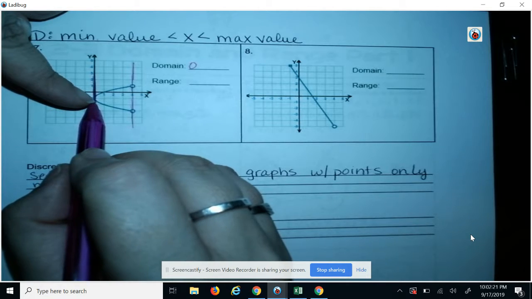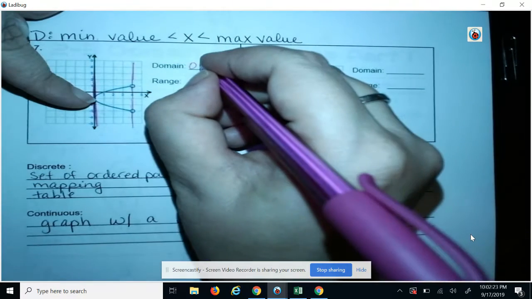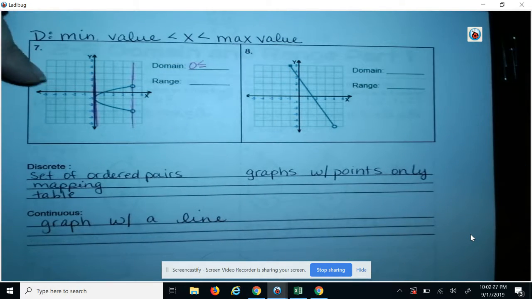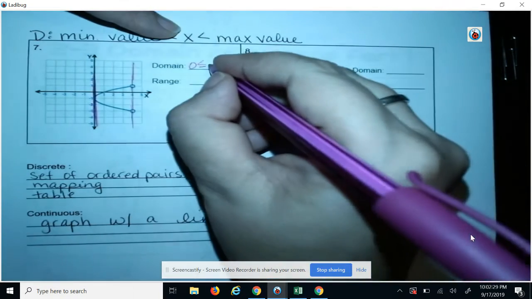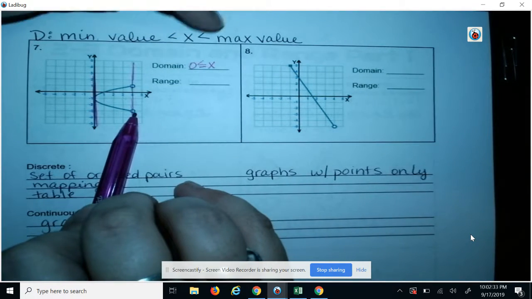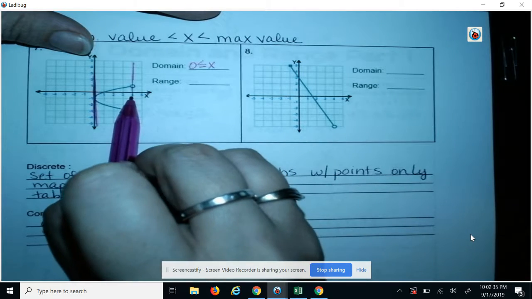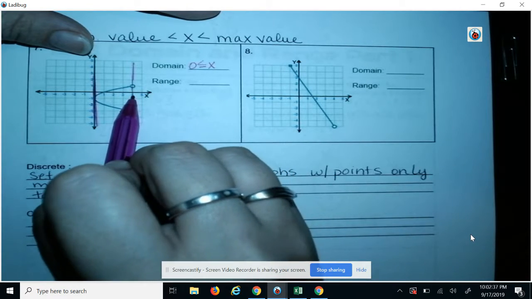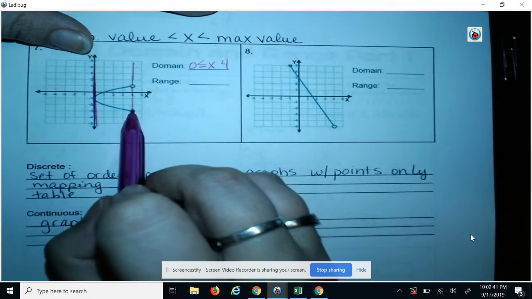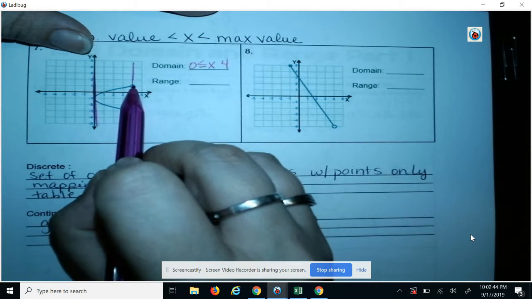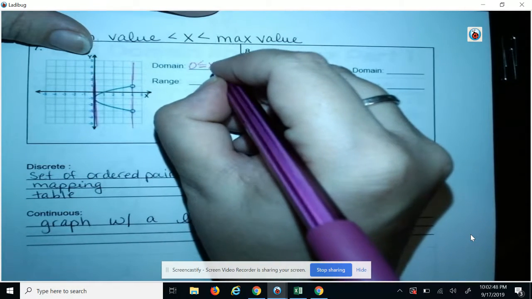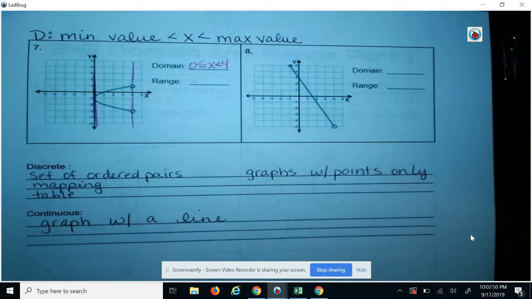If it's at the line or if it's on a closed dot, I need to make that a less than or equal to. This is domain, so I'm going to use x. And then as far right it went, the maximum value, it's at the 4 on the x-axis. And looking at that 4 on the graph, those are both open circles. Open circle means less than, no equal.